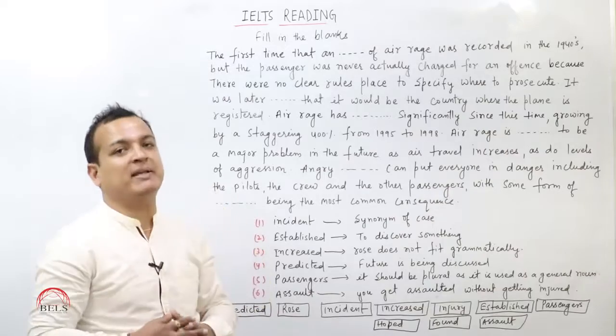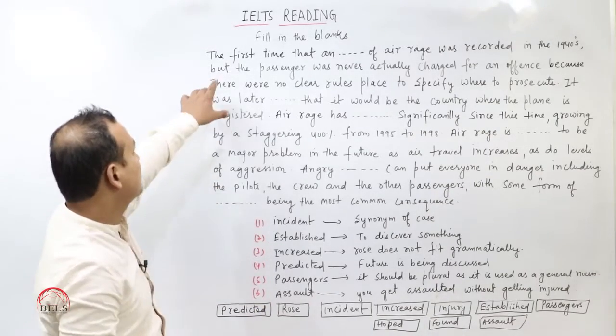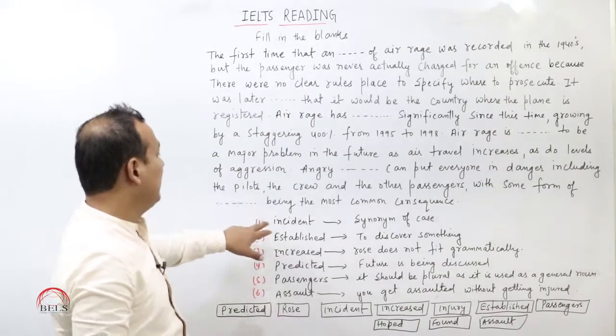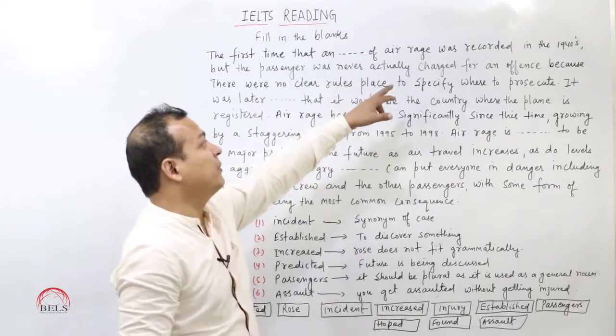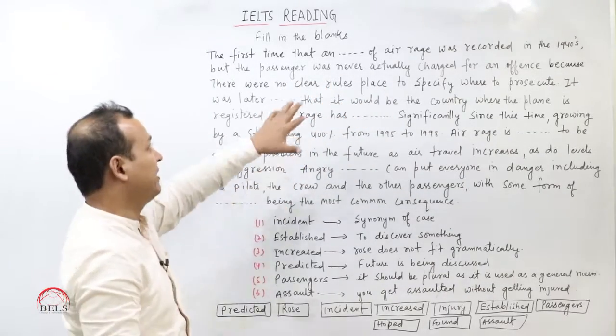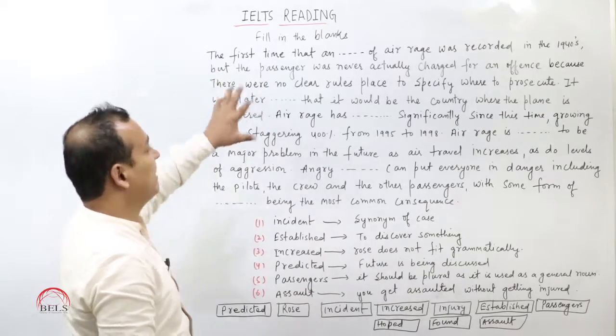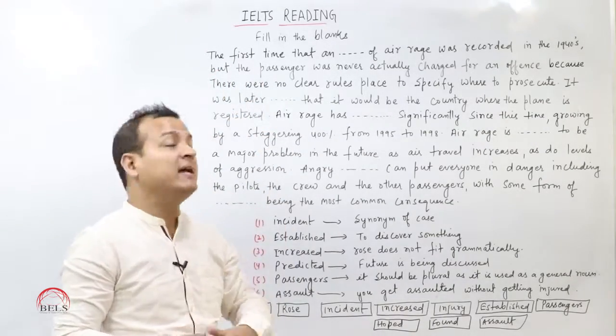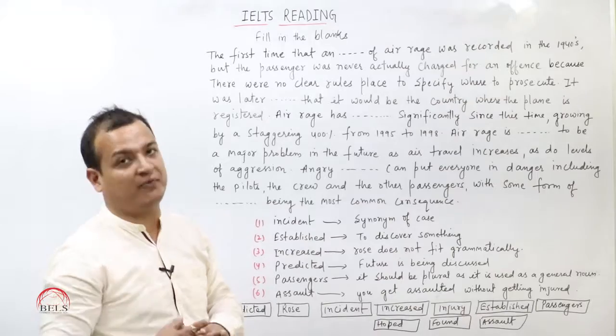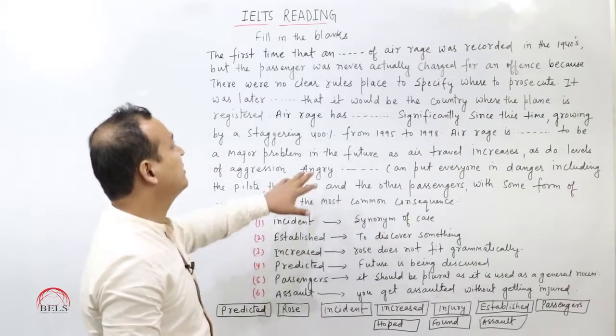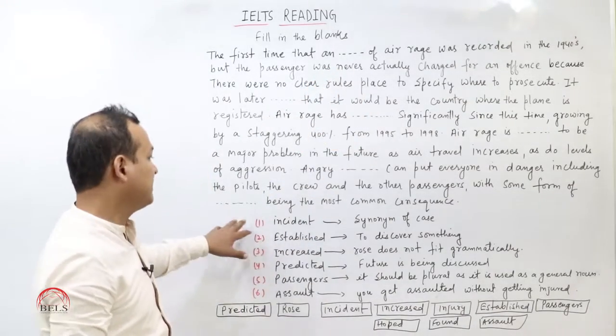So based on the passage, if you read it, the first answer I have mentioned here is, the first time that an incident of air rage, and it is grammatically fitting there: incident. Why? Because if you read the passage, they have written the word case. Incident is the synonym of case. So we have mentioned this answer, that is incident.